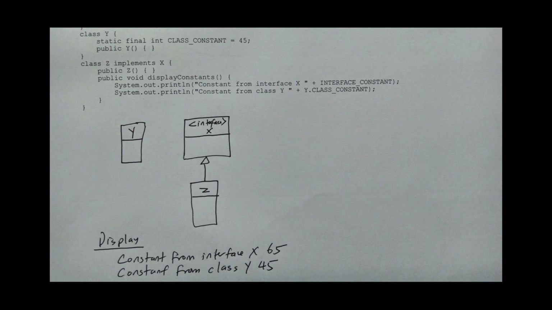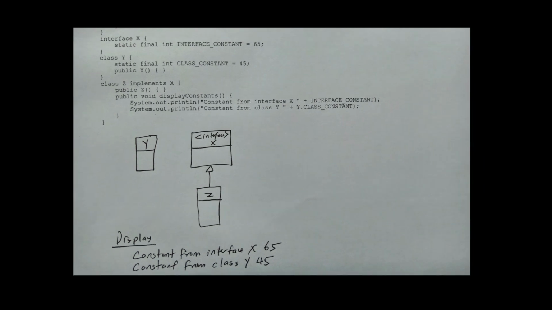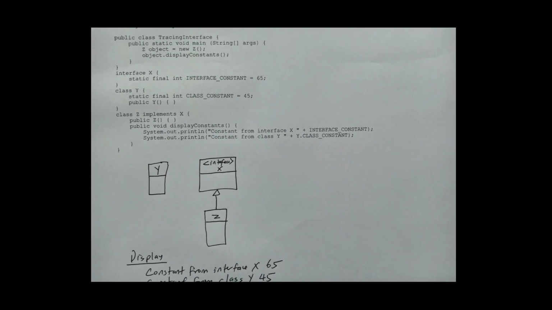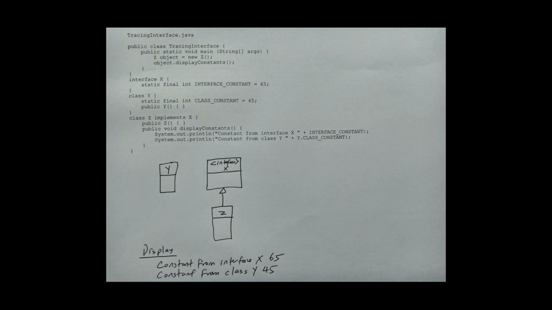But here in an interface class, we have the keyword or the indication interface over there to indicate that it is an interface class. So basically it's the same. Tracing is easy. You go through the constructor chaining and go through line by line. The compiler will always start with the first line from the main method, and you will see the final output as indicated there. There are only two lines: constant from interface X 65, constant from class Y is 45.